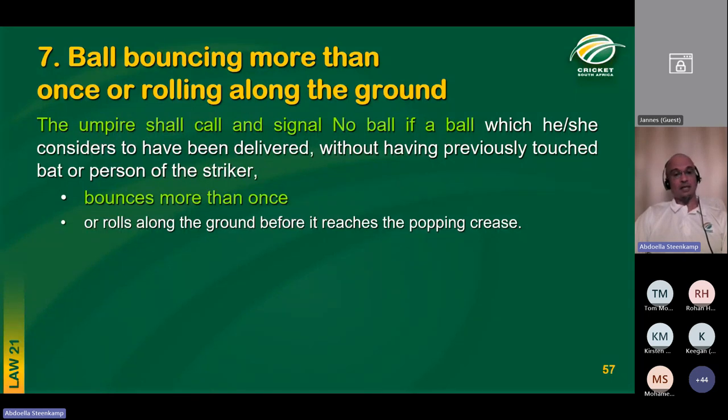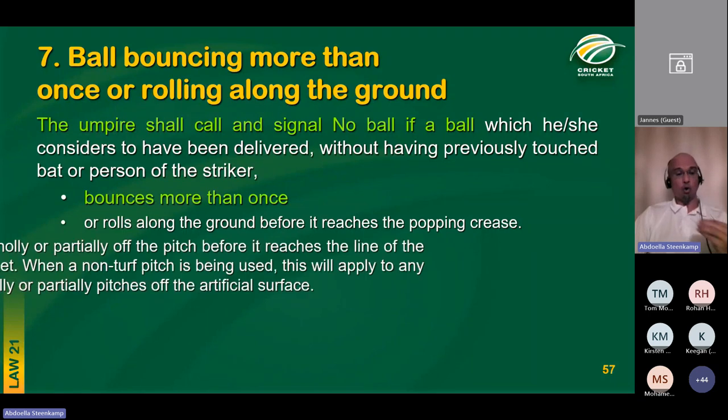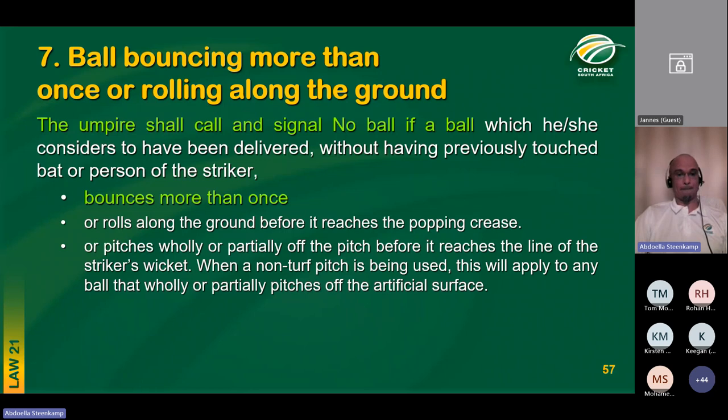Although the striker's end umpire is in the best position to make this call, there's nothing stopping the bowler's end umpire from calling it, but the striker's end umpire is definitely in a better position. So, bounces more than once.